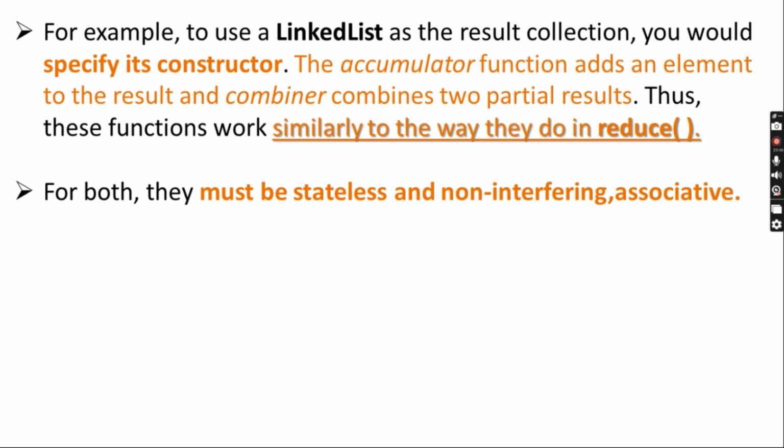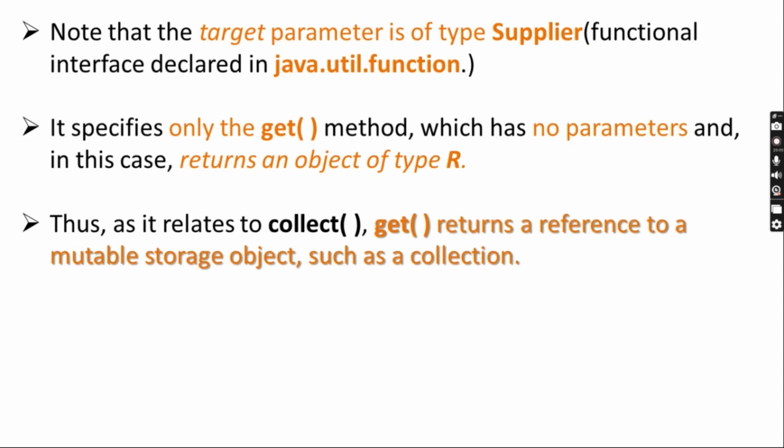To use a linked list, you will specify its constructor. The accumulator function adds an element to the result, and the combiner combines two partial results. Okay, so it will work the same way as the reduce operation. But you have to understand, these must be stateless, non-interfering, and associative. Okay, these three things you have to remember.